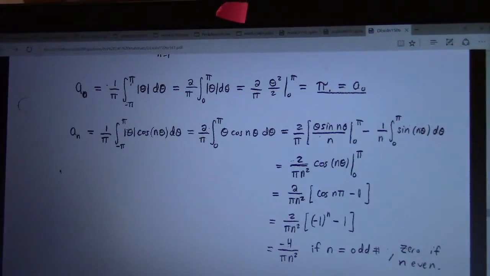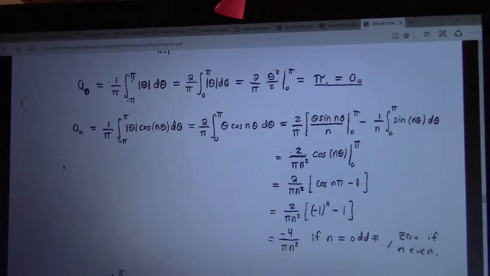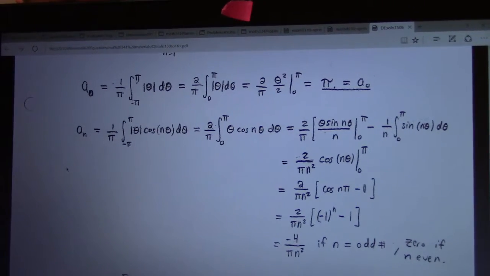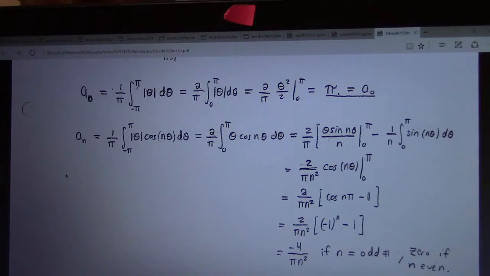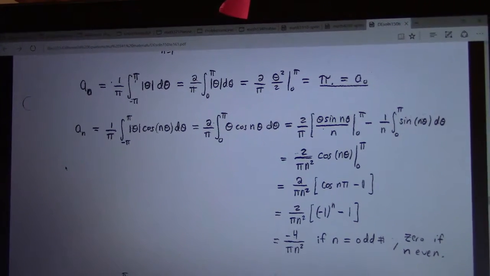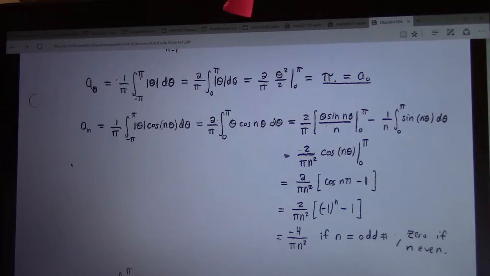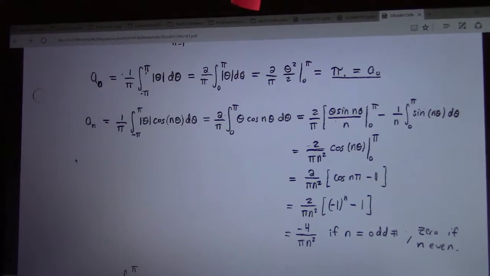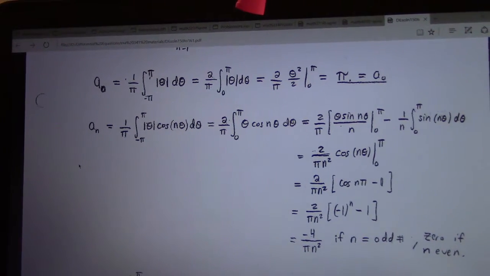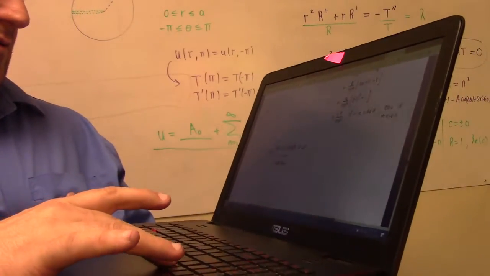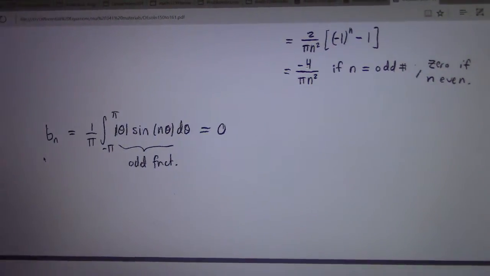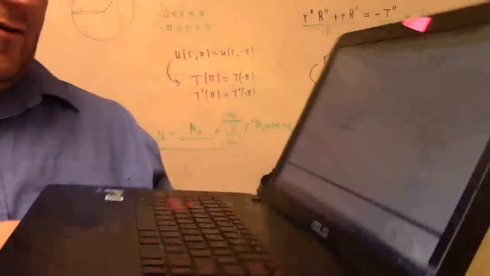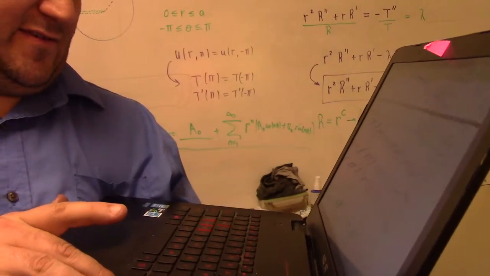So you can see the 0th term is pi. And the a sub n is equal to negative 4 over pi n squared. And then how about the b sub n's? Maybe those are 0. Yay, odd function, my favorite kind of calculation. 0.